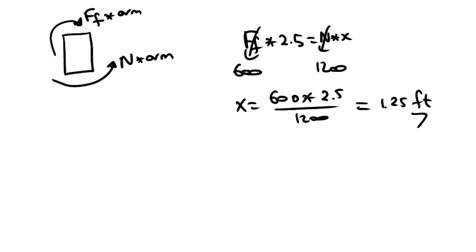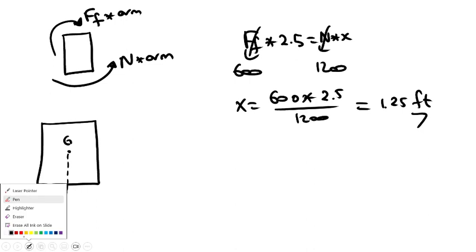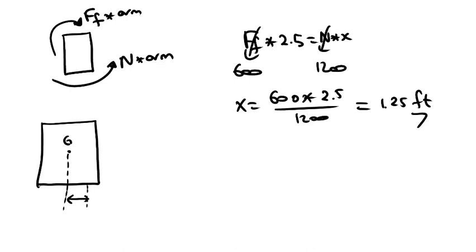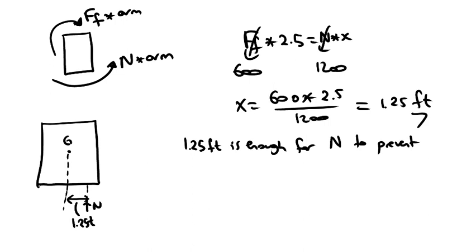So what does it mean? It means that if this is the safe, and this is G, then from G to here, 1.25 feet, it is enough for N to prevent rotation at this acceleration.